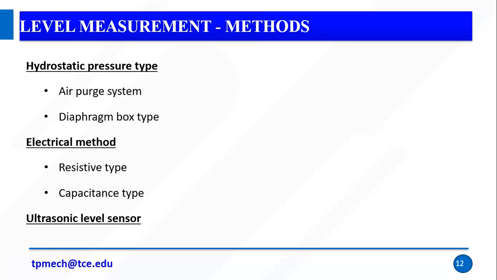Why we say indirect: it won't give a direct value. We have a digital meter, but it requires some converters. In the previous case we can view the calibrated scale directly, but here, even if you give some value on a scale, to see the value we need some auxiliary device. So air purge system, diaphragm box type, we are going to see one by one.